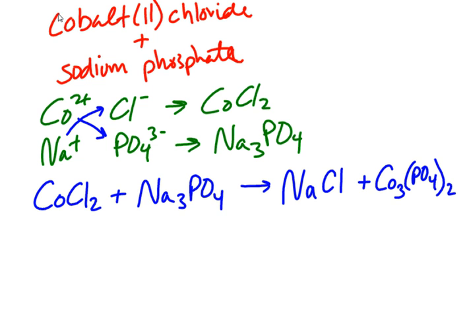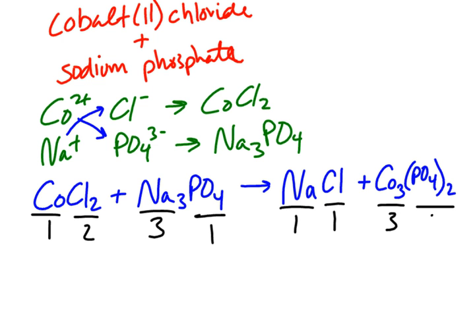My balanced equation is going to be, let's see here, so I have, what, 1 cobalt here, I have 2 chlorines there, I have 3 sodiums here, and I have 1 phosphate here, 1 sodium, 1 chlorine, 3 cobalts, and 2 phosphates. Alright, so based on that, I'm going to balance the equation. I'll start off with 3 sodiums, so I'm going to put a 3 there. That'll change that to 3. Okay, that means I would need 3 chlorides, because I only have 2 over here.